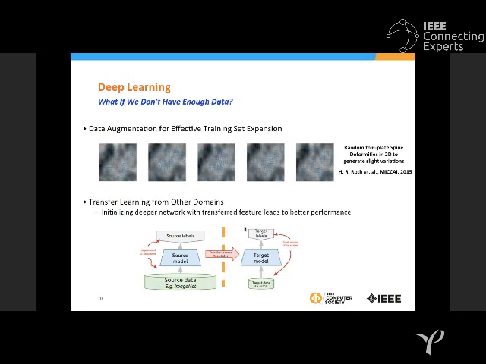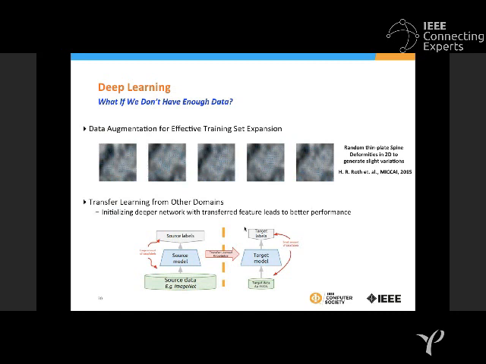The other process is called transfer learning. If we don't have a larger training set to train our network, I train my network with an available data set from another domain. Maybe I'm trying to detect a chest patch, but I don't have a sufficient amount of data.